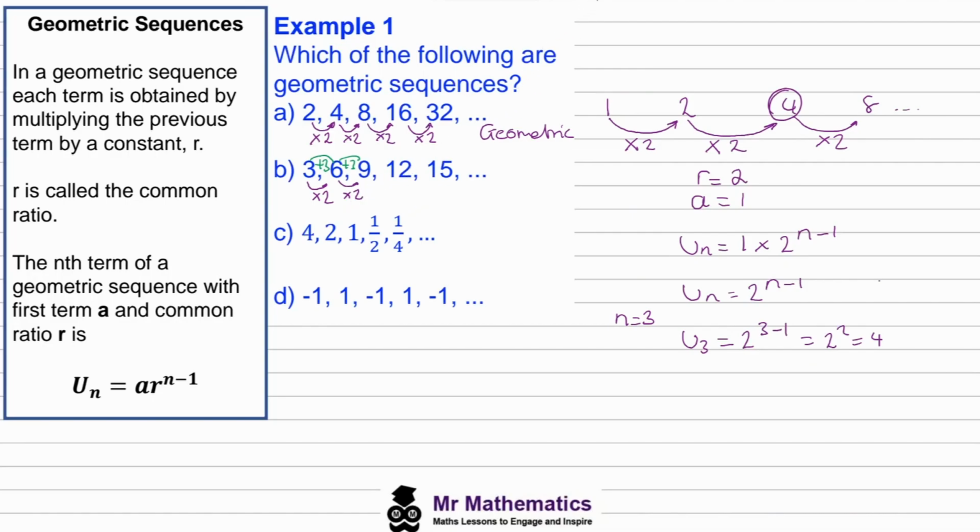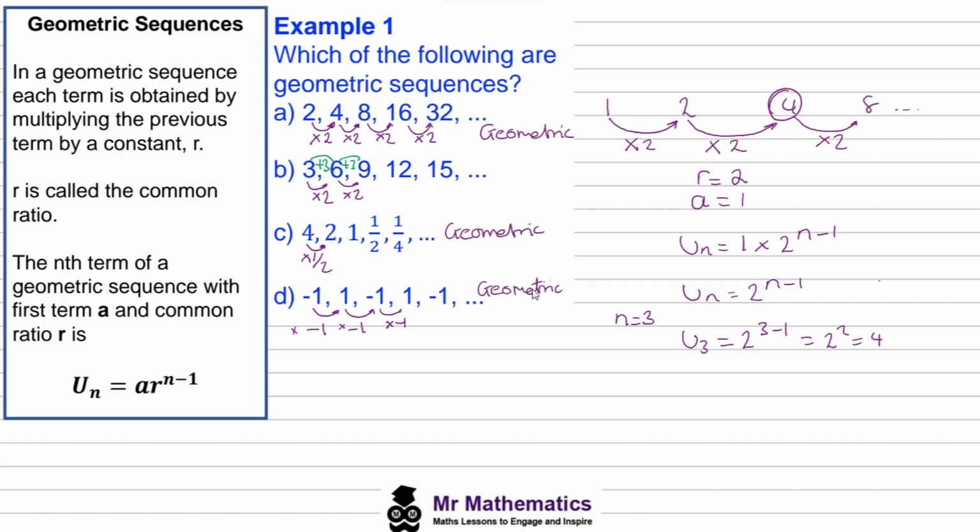Okay, so for question C, well, the common ratio in this case would be a half, and a half of 2 is 1, a half of 1 is a half, and a half of a half is a quarter. So this is geometric. And the a value would be the first term, which is 4. And for example D, we have this negative 1. If we multiply it by negative 1, and then the next term by negative 1, and the next term by negative 1, we can see the common ratio is constant, it's negative 1. And the a value would also be negative 1. So this is again geometric.